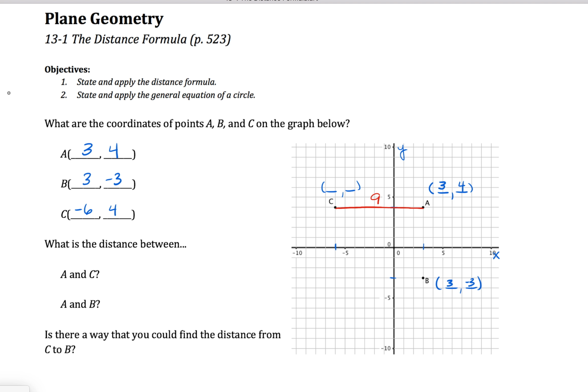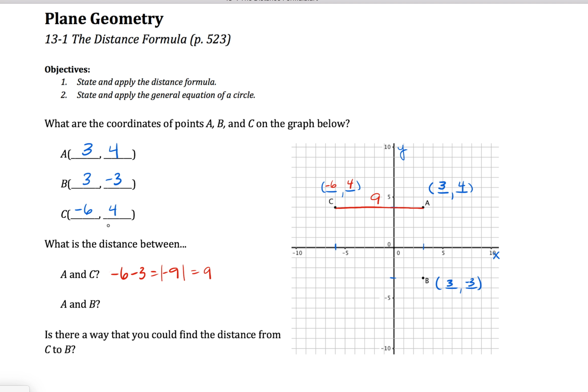Or mathematically, I forgot to write the coordinates of C here. It was negative 6, 4. Mathematically, since they both have a y-coordinate of 4, the distance that they are apart would just be the difference between their x-coordinates. So I could take negative 6 minus 3, which would give me negative 9. But since I don't want to think of this as a negative answer because it's a distance, I'll just take the absolute value of that and call it 9. Same answer I got by counting the boxes, right?